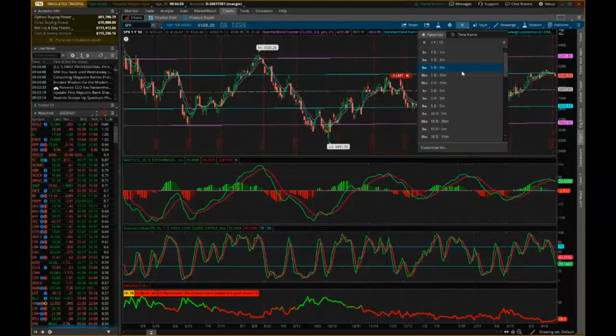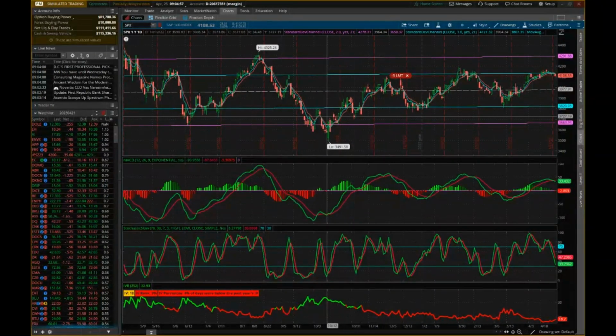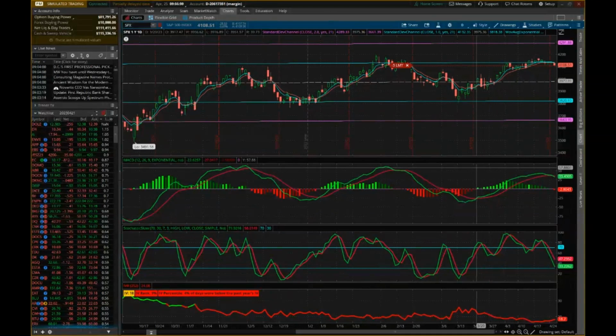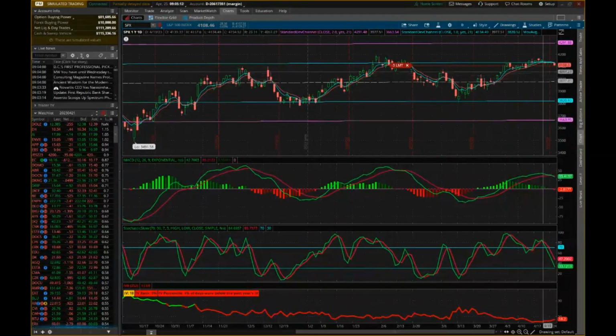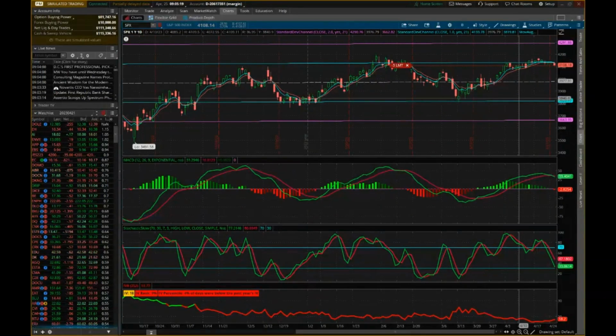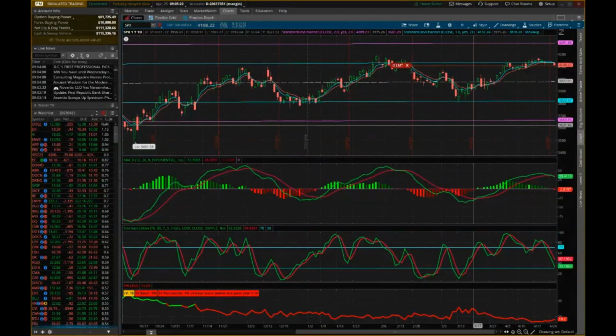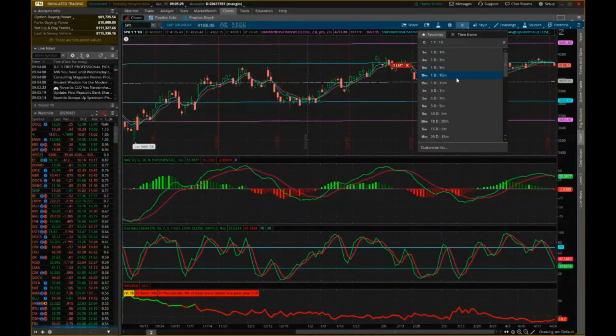So let's switch back. So this is what the daily chart looks like on the SPX. So definitely looking bearish, just based on price action, the MACD, and stochastic. So looks like we will be continuing the bearish trend.